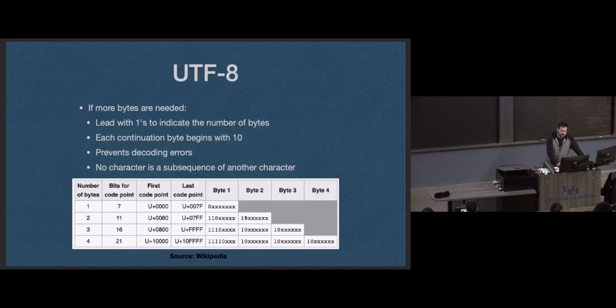And then the next byte is going to be a continuation byte. All continuation bytes start with a single 1. So if I need 4 bytes, 4 1s, then a 0, and then 3 continuation bytes. There's a few reasons for this encoding. The biggest one, in my opinion at least, is that no character is a subsequence of another character. So it makes decoding easier.